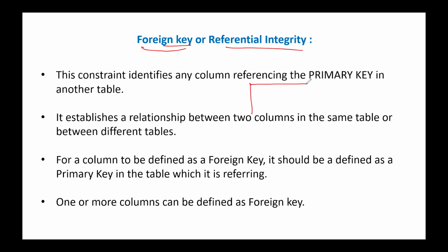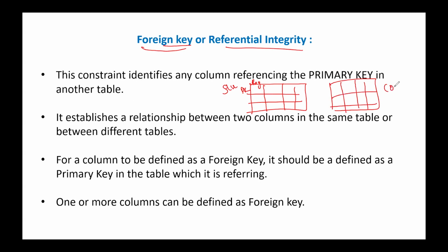So what is the meaning of that? I have a table over here. For example, if I'm talking about student, I have register number. Suppose this is my primary key. I have another table, for example, let me take it as course. Every course will have a unique course ID. So suppose this is course ID.